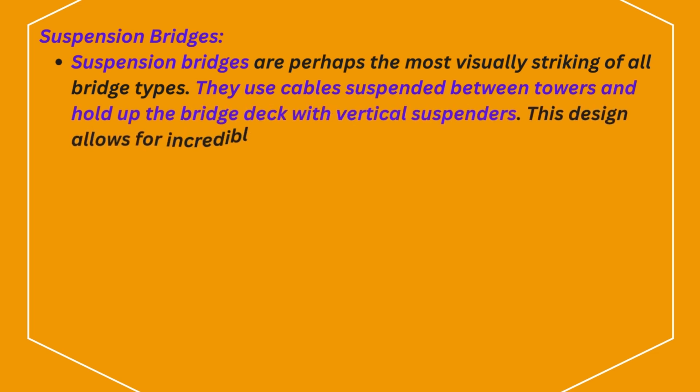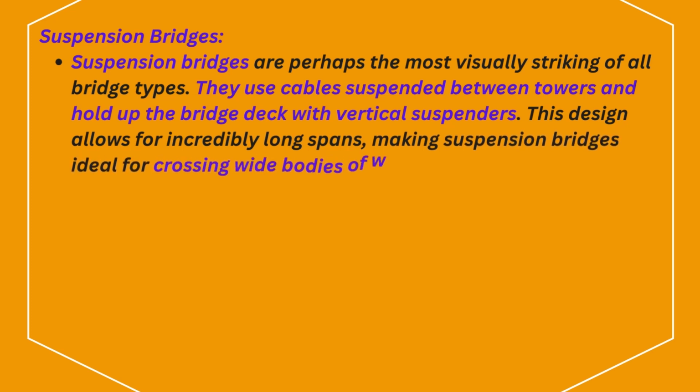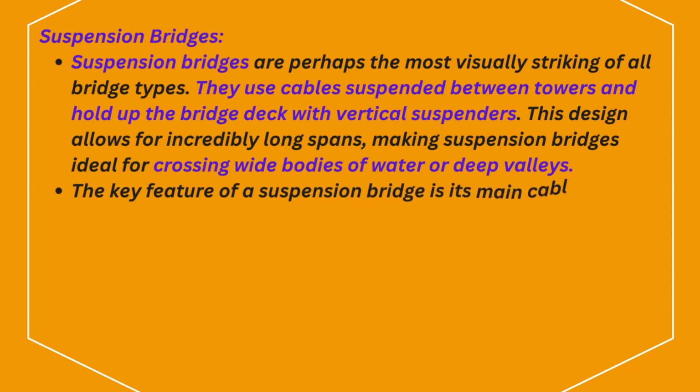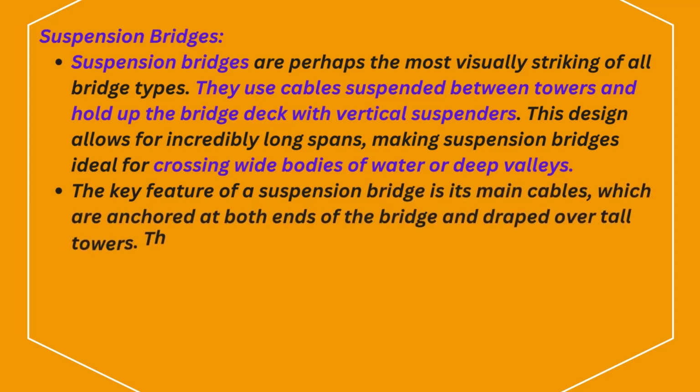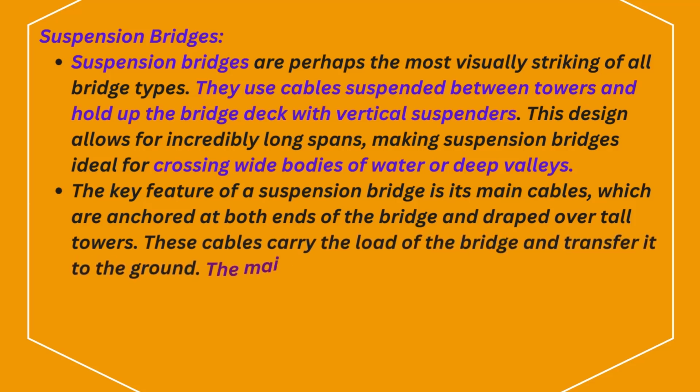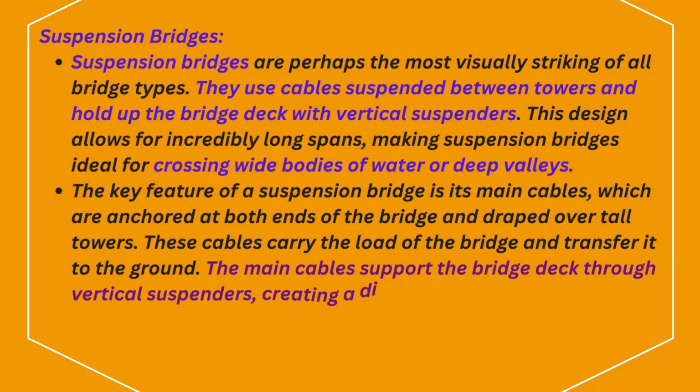This design allows for incredibly long spans, making suspension bridges ideal for crossing wide bodies of water or deep valleys. The key feature of a suspension bridge is its main cables, which are anchored at both ends of the bridge and draped over tall towers. These cables carry the load of the bridge and transfer it to the ground. The main cables support the bridge deck through vertical suspenders, creating a distinctive curve known as the sag.